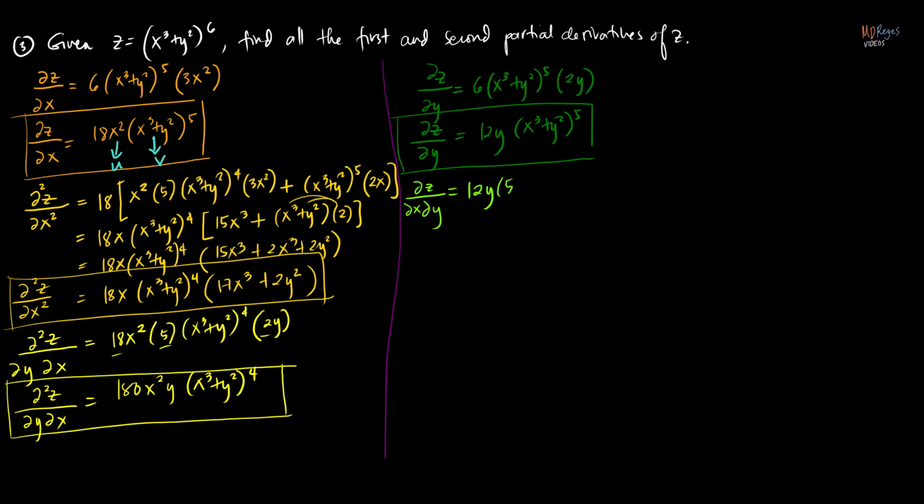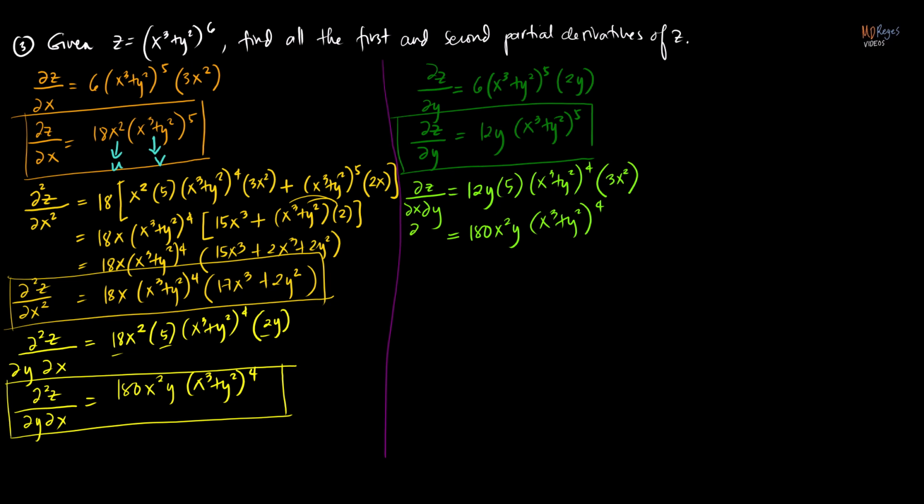to give us, using the power rule, 5 times x cubed plus y squared to the 4th power times the derivative of the base x cubed plus y squared with respect to x. So it's going to give us 3x squared because the derivative of y squared is just 0. So this is equal to, multiplying the constants, 12, 5, and 3. So 12 times 5 is 60, times 3, 180. And then x squared y times the quantity x cubed plus y squared to the 4th power.